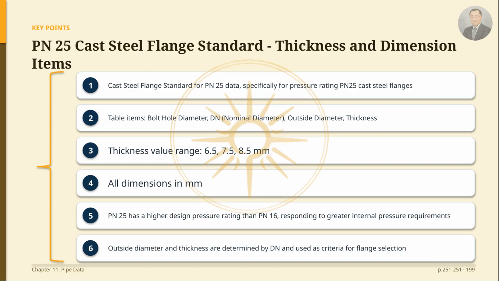For example, if you look at the thickness items, dimensions are defined according to the design pressure, such as 6.5, 7.5, and 8.5 millimeters. All dimensional units are in millimeters, and engineers should refer to the detailed figures directly according to their design conditions. I recommend using the outside diameter and thickness values defined for each DN as a criterion for selecting the flange most suitable for the site conditions.